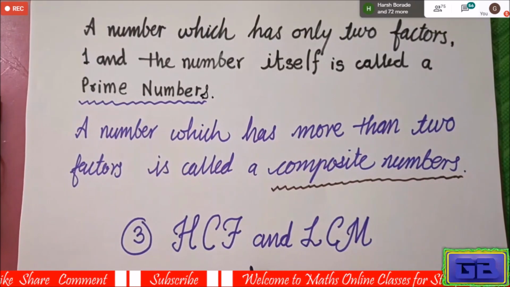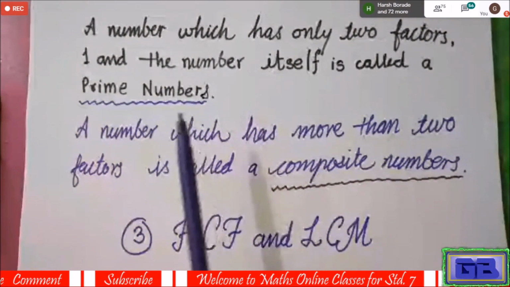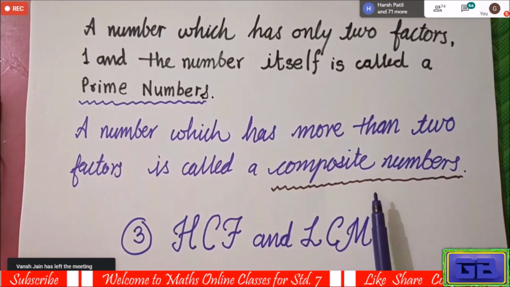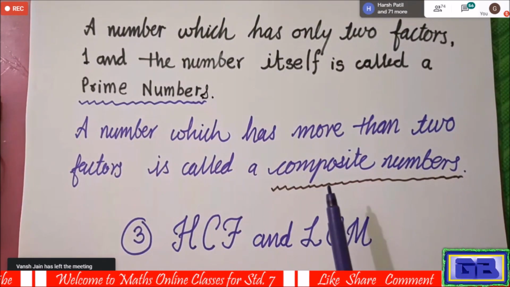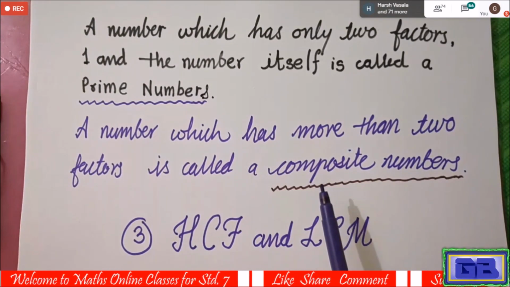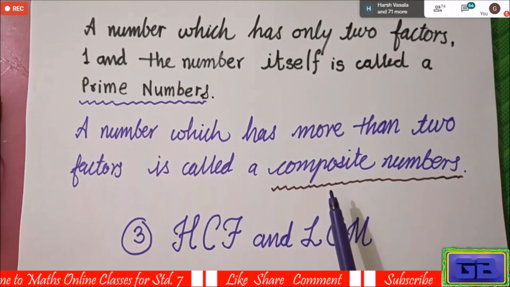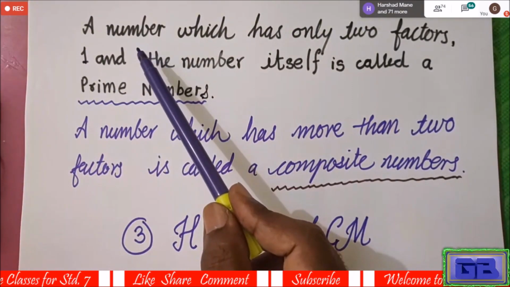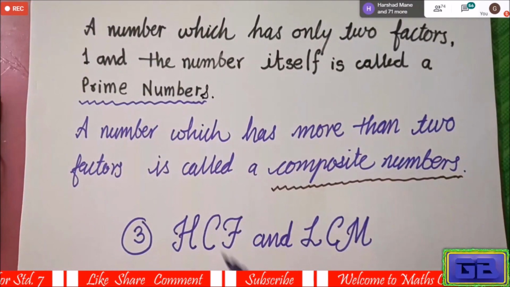Before we begin, we should know what is meant by prime numbers and what is composite numbers, which you have already learned in previous years, maybe in 5th standard or in 6th standard. So first we have to revise this and then we will proceed.